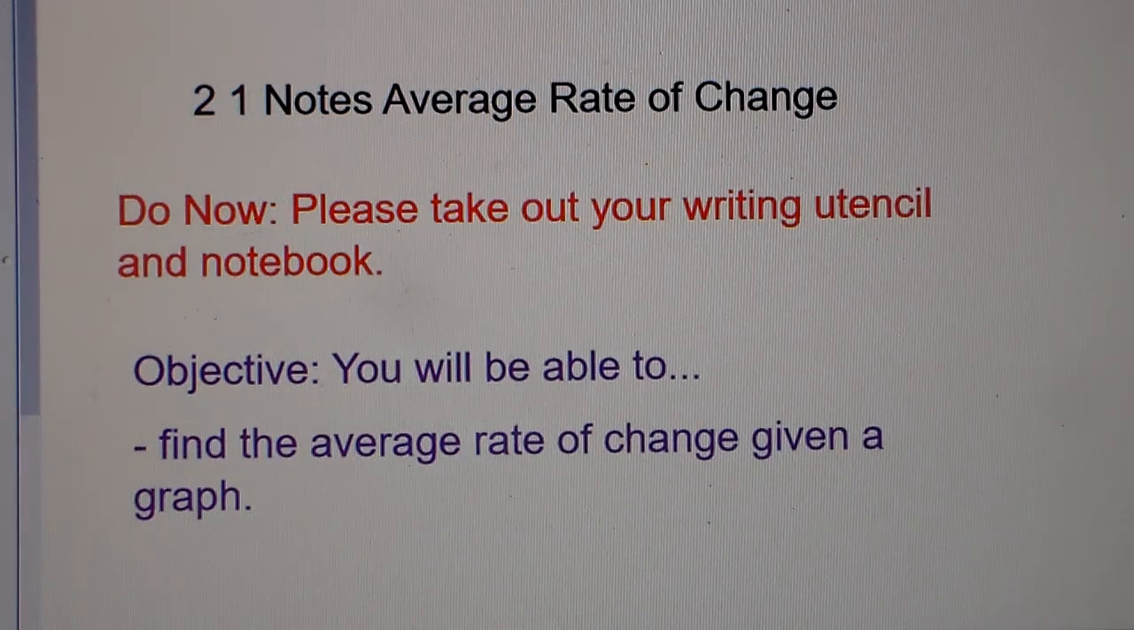Alright, this is 2-1 notes, average rate of change. Do now, please take out your writing utensil and notebook. Objective: you'll be able to find the average rate of change given a graph.